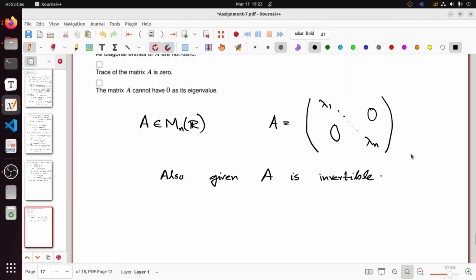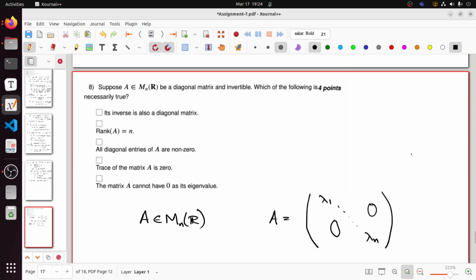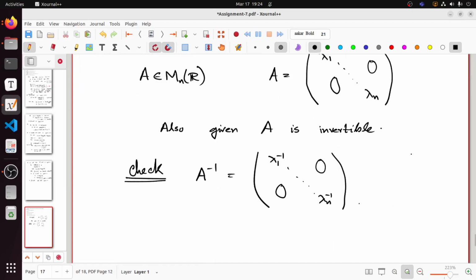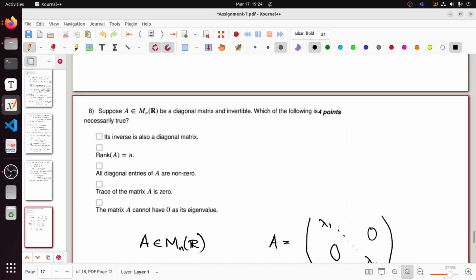So you can easily check from here what the inverse of this will be. So first, check. Because A is invertible, given, you can easily check that A inverse will be lambda inverse and so on. It will be just the inverse of the diagonal entries, right? So what is the first option? Its inverse is also a diagonal matrix, right? So the inverse will also look like this. So option number 1, A inverse is also diagonal, is correct.